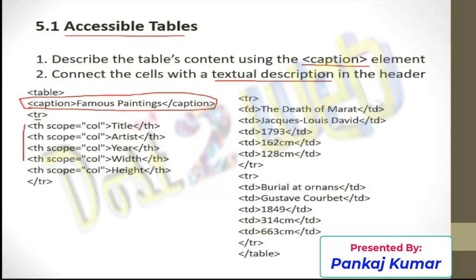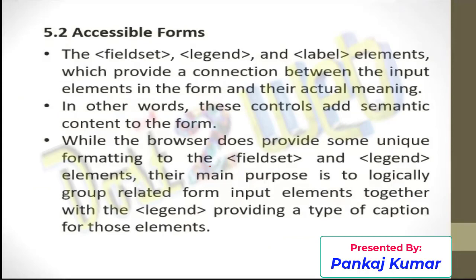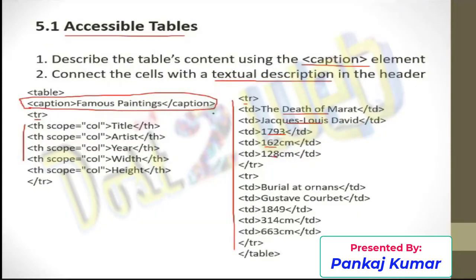Next, you can continue with the next table row. You can define a title, an artist name, the year, height and width, and further you can follow the same way and create the table. It is easy to understand. This table is considered accessible, that's why it is called an accessible table.